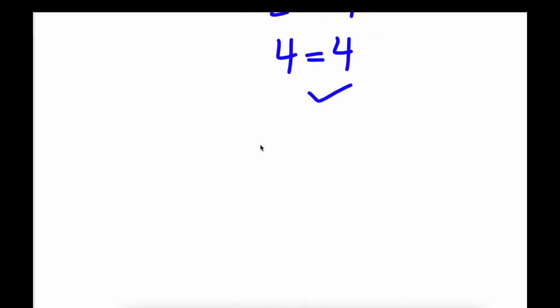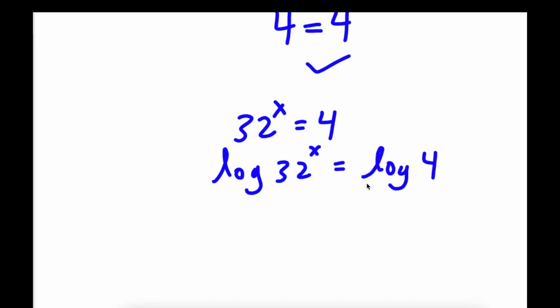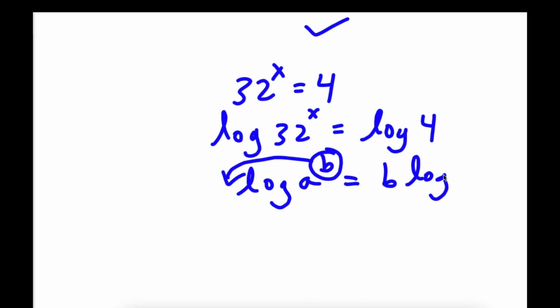Now, another simpler way of solving this problem is to take the log on both sides. So I have log of 32 to the power of x is equal to log 4. And an important property of logarithms is that if I have something in the form log a to the power of b, I can actually move this exponent to the front of the logarithm, so this is equal to b times log a.